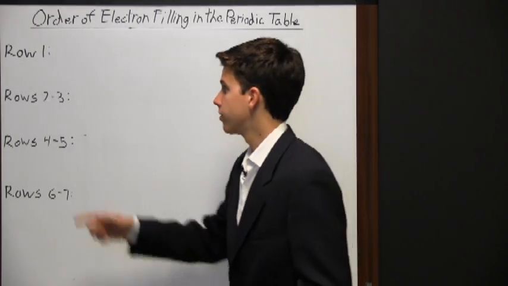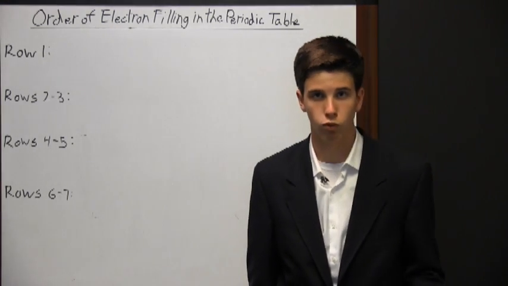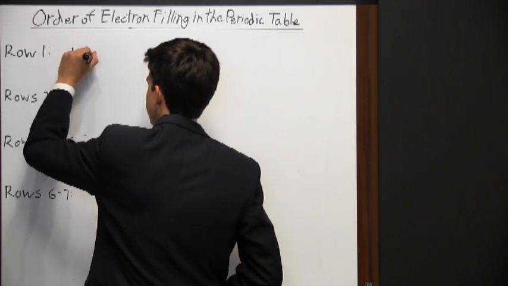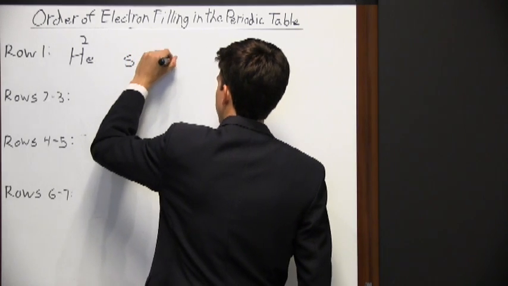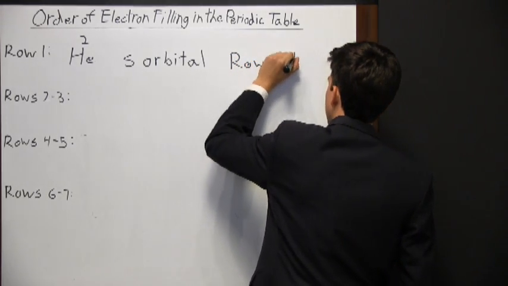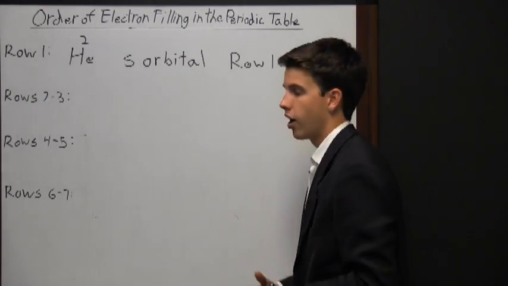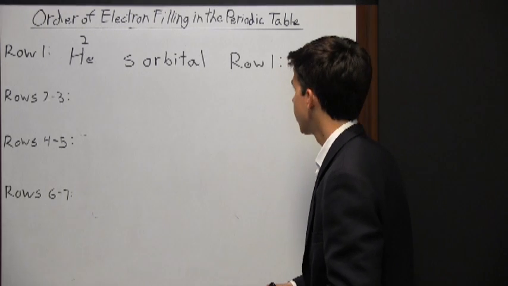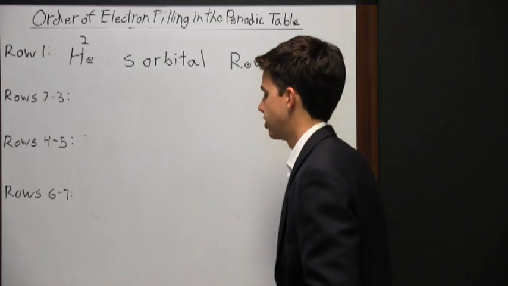So if you take a look at row 1, you'll see that it only has 2 elements, hydrogen and helium. Hydrogen has an atomic number of 1, meaning it has 1 electron, and helium has an atomic number of 2, meaning that it has 2 electrons. And so helium is going to fill the s orbital. And so we could write it like this, row 1, 1s, because it fills the s orbital on energy level 1. Now, the only orbital on energy level 1 is the s orbital, and every orbital is capable of holding 2 electrons. So the s orbital of energy level 1 is capable of holding all the electrons of helium.